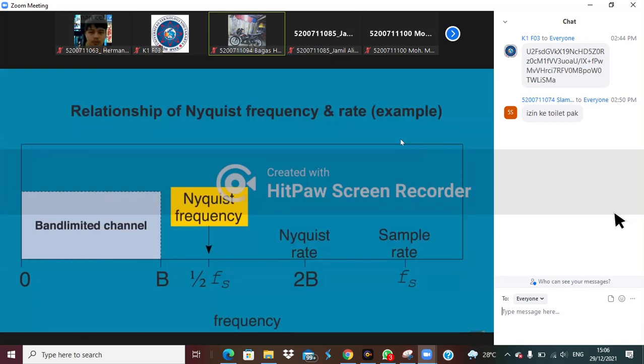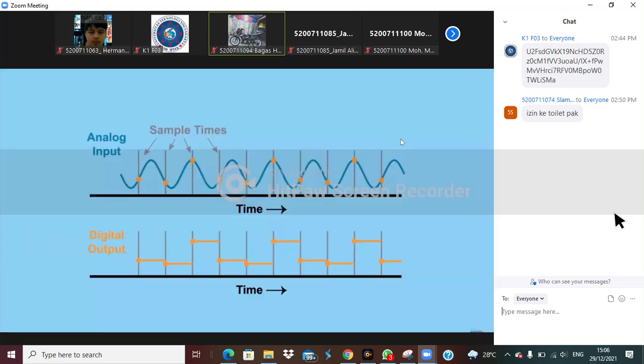The input signal frequency must not surpass what is called the Nyquist frequency. This is typically about half the sample rate. If the input signal frequency is too great, an effect called aliasing may occur. As you can see, this sample rate isn't fast enough to reflect an accurate analog to digital conversion.